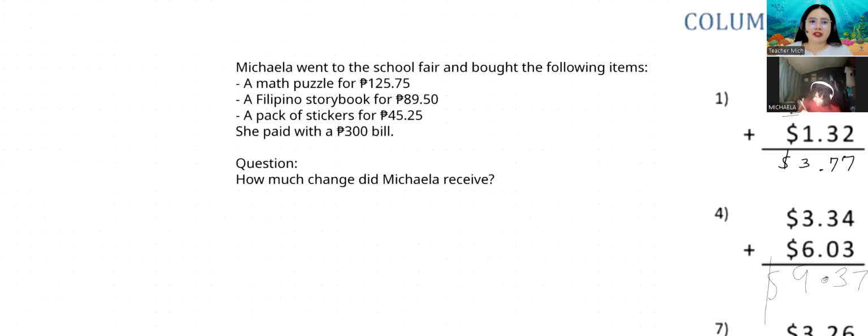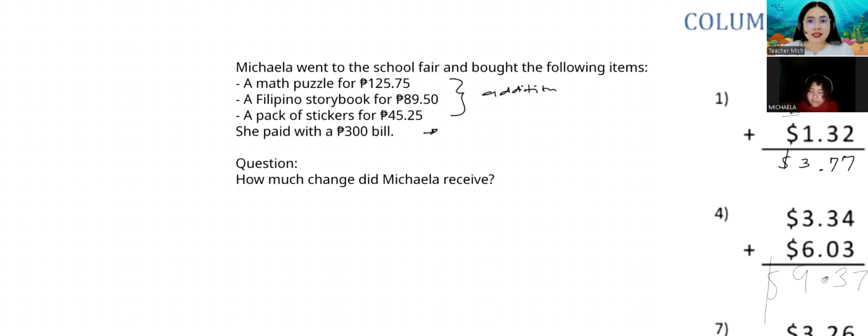First, what are we going to do with these? Addition. Plus, okay, very good. So, that is addition. How about this one? If we already add those numbers, then what operation do we need to take with the 300 peso bill and the sum of these numbers to get the change?